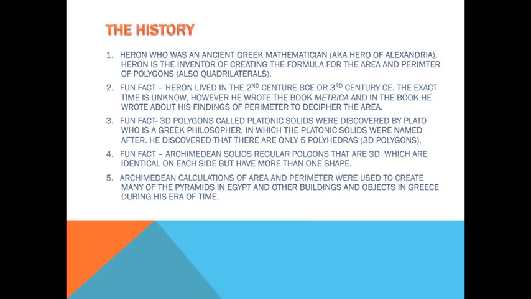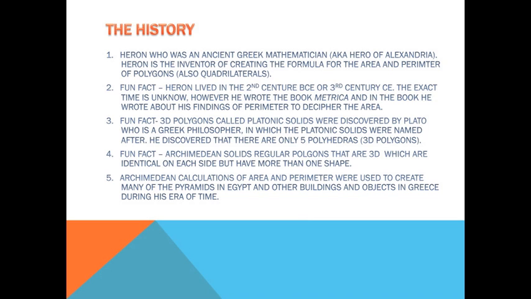However, he did write a book called Metrica, and in the book he wrote about his findings of perimeter to decipher the area. How cool is that? Now, the third fun fact is about 3D polygons called Platonic solids, which were discovered by Plato, a Greek philosopher, after whom the Platonic solids were named. He discovered that there are only 5 polyhedra, which are 3D polygons.